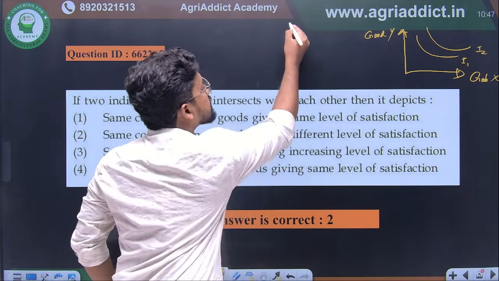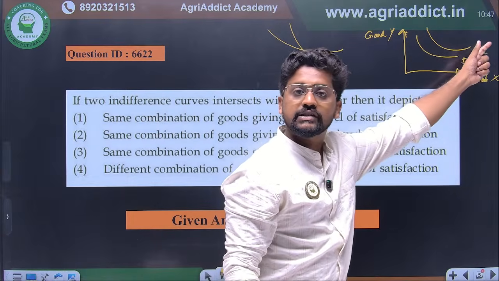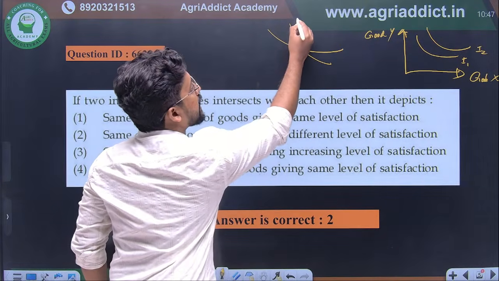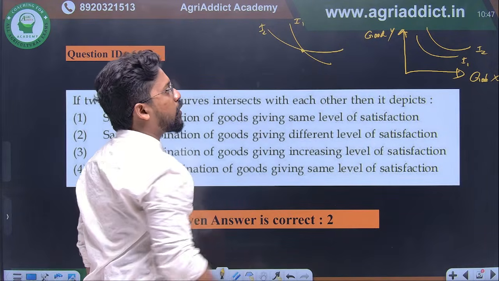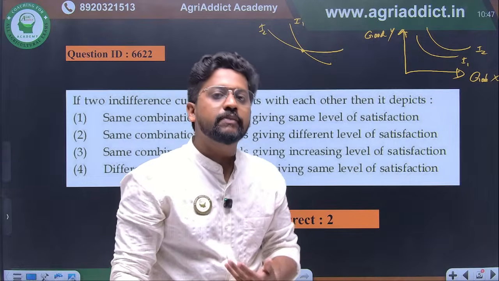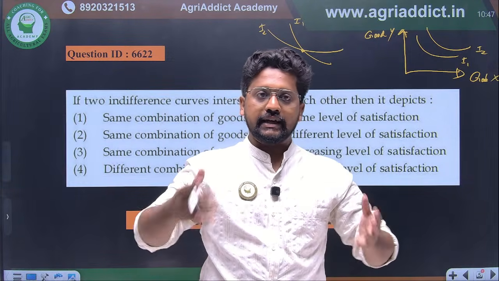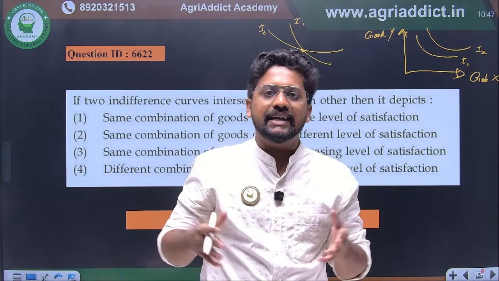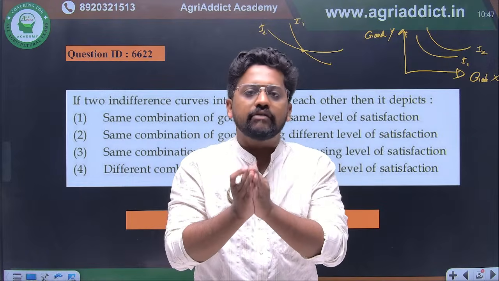Because if they actually intersected, as we have studied, a higher indifference curve will yield a higher level of satisfaction, right? So here the higher indifference curve is I1, here it is I2. At this joining point, we will have a unique combination. From a unique combination, how is it even possible to derive two levels of satisfaction? You cannot eat a basket of Dairy Milk and Milky Bar and say that I like it and I dislike it. No, there will be only one level of satisfaction, right?